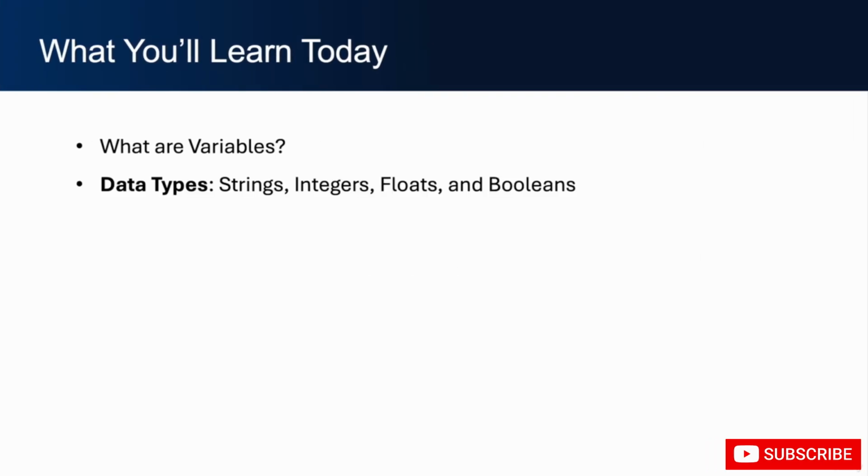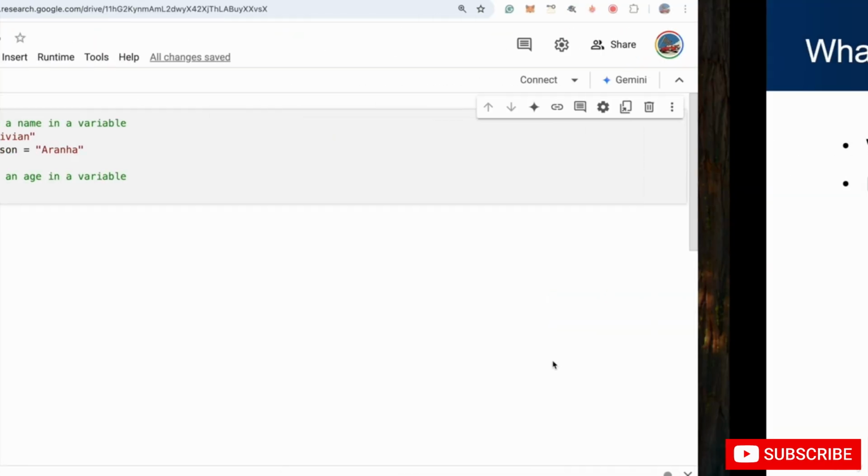Next, let's talk about data types. Python has different data types for storing different types of information. Different ones that we know are strings, which have text enclosed in quotes. We have integers, which are whole numbers, we have float, which are decimal numbers, and we have boolean, which are true and false values. So let's go ahead and look at these examples.